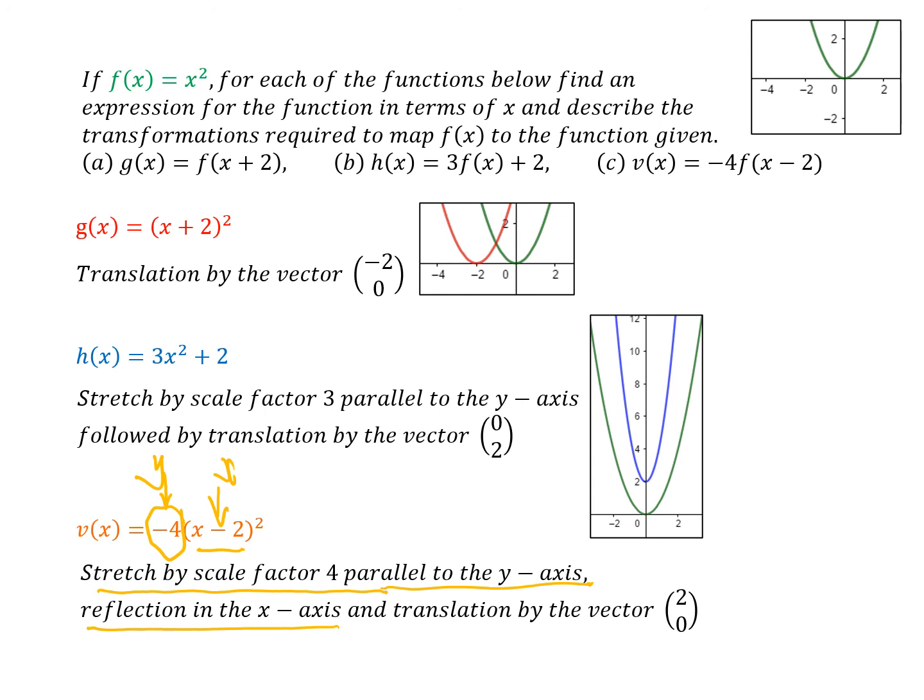And it doesn't matter which order these transformations are done in, because they're independent. One pair of transformations, the -4 effectively is affecting the y values, and then the -2 is affecting the x values. So it doesn't matter which order we do those transformations in. Whereas with the previous one, both of the transformations, multiplying by 3 and +2, are both affecting the y values, so the order did matter there.